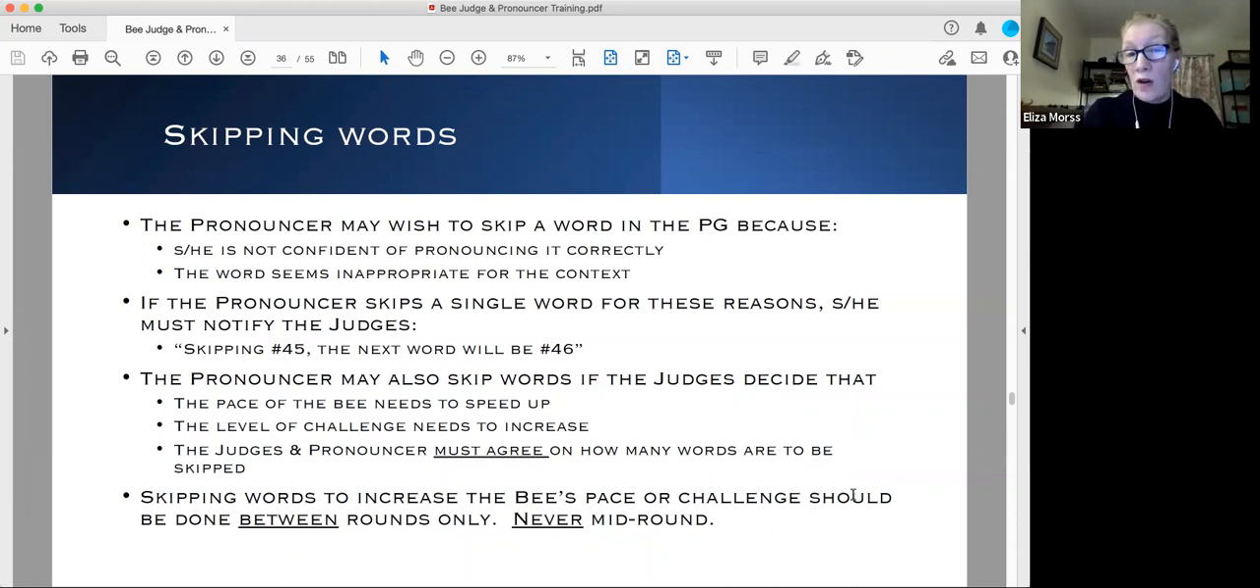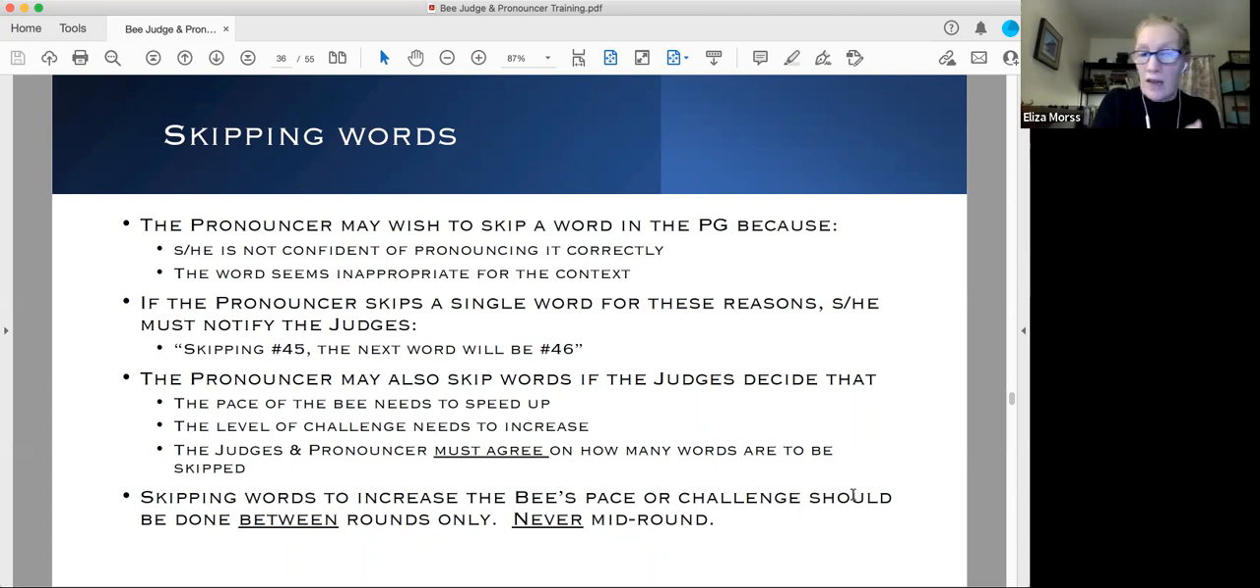The pronouncer can also skip words if the judges decide the bee has got to speed up, we can't be here all night, or the level of challenge needs to increase. Those are two aspects of the same situation. We need to speed up, we need to sort the kids down and go home. And the judges and pronouncer obviously must agree on how many words are to be skipped. And skipping words to increase a bee's pace or level of challenge should be done between rounds only, never mid-round.